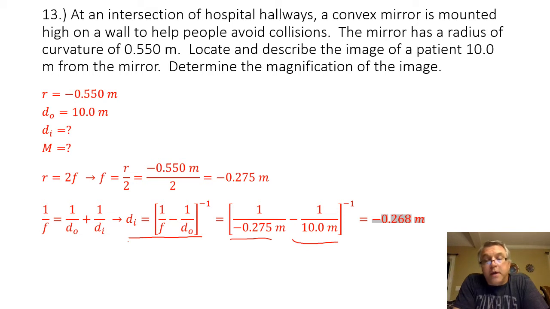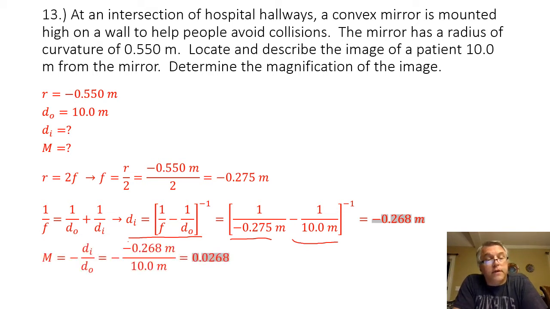To find the magnification of the image, I simply take the negative of the image distance divided by the object distance. So my image distance of negative 0.268 meters divided by 10 meters will give me a magnification of positive 0.0268.